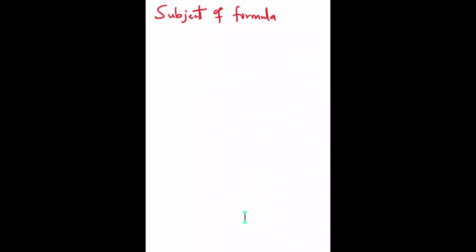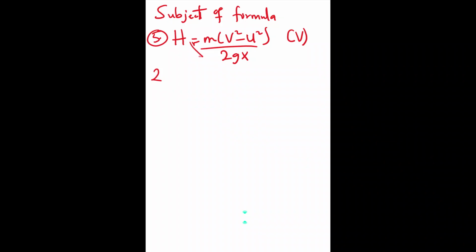Just normal manipulation. You make sure you do it in a way that the letter you are using to find the subject of formula is on the left hand side, and there's nothing connecting that letter on the right hand side. So number 5 is h equals m into v squared minus u squared over 2gx. Okay, so we are going to make v the subject of the formula in this case.